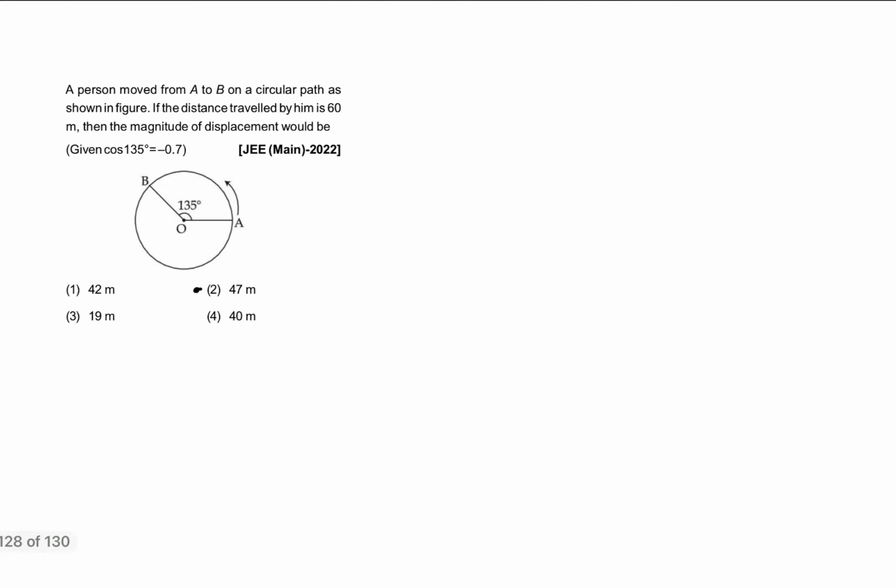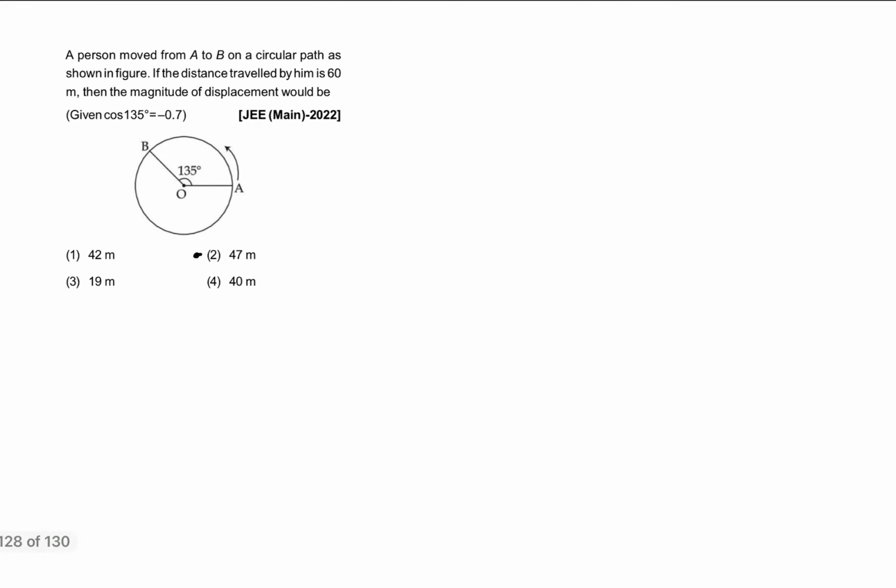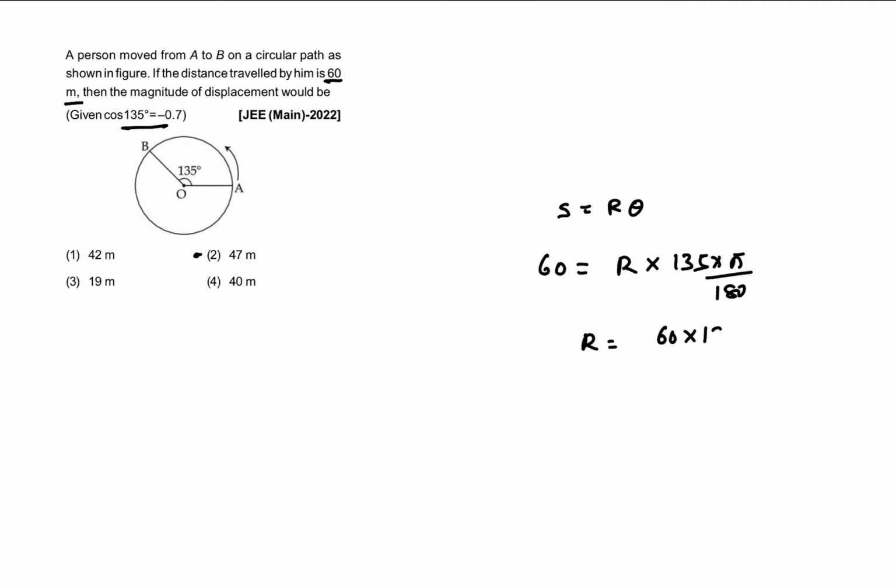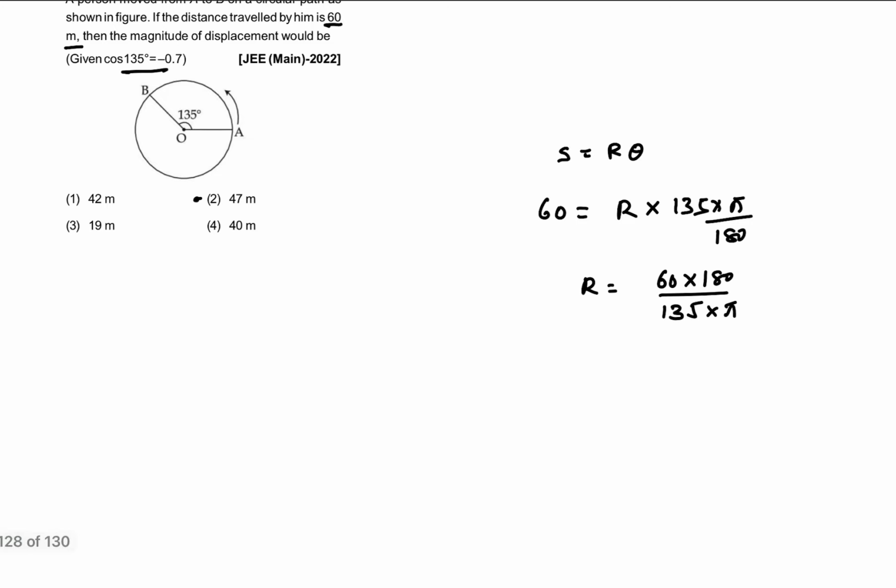Next question. A person moved from A to B on a circular path. The distance covered is 60 meters, and the angle is given as 135 degrees. I am writing distance s is equal to r into theta. Distance is given as 60, the r value they have not given, and theta is 135 degrees, so 135 into pi divided by 180. So we can write r is equal to 60 into 180 divided by 135 into pi.